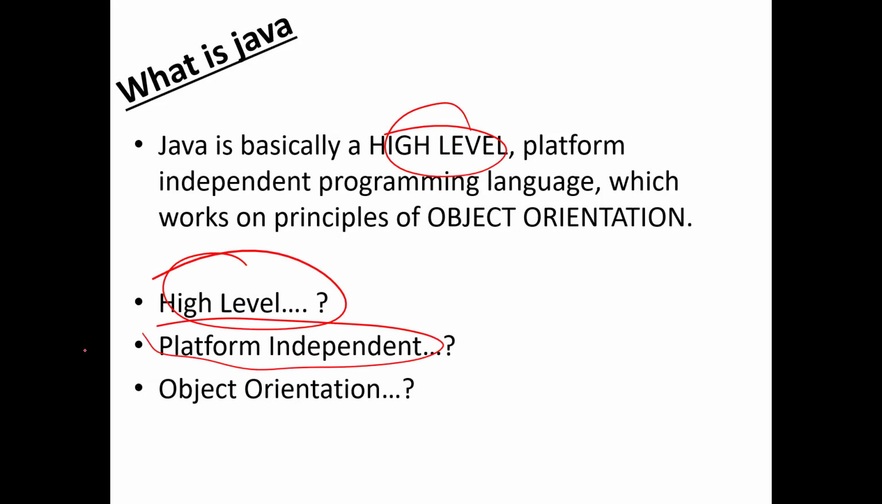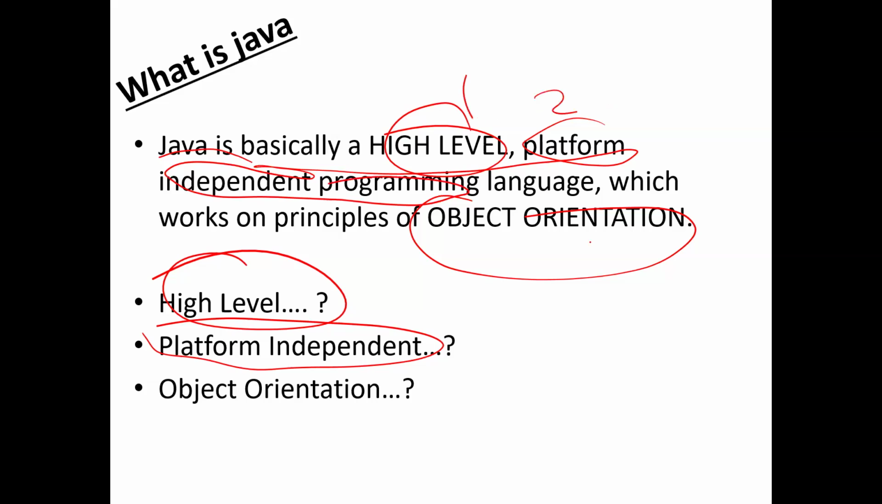Number two, then we have object orientation. One, two, three. So we're going to look at these three things very sequentially. They said Java is basically a high-level platform independent programming language which works on the principle of object orientation.